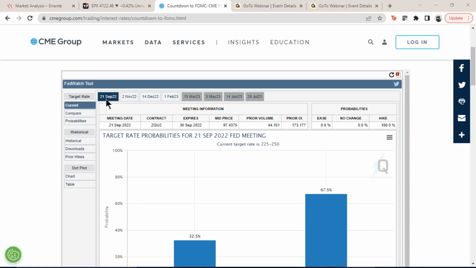But we still have another non-farm payroll report at the start of next month, and then we have today's CPI and also another US CPI figure before we get to this Fed meeting.